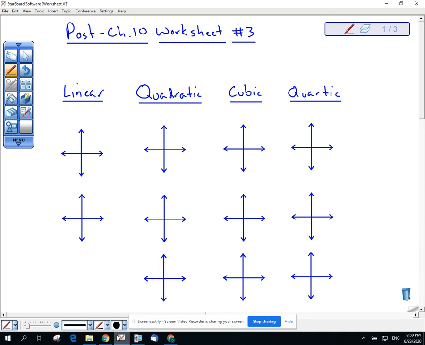Algebra 1, Post Chapter 10, Worksheet number 3. A reminder that you should have Worksheet 3. It's labeled D3 with the name, then specific name after that on my website. You should have that printed out and fill it out along with me.